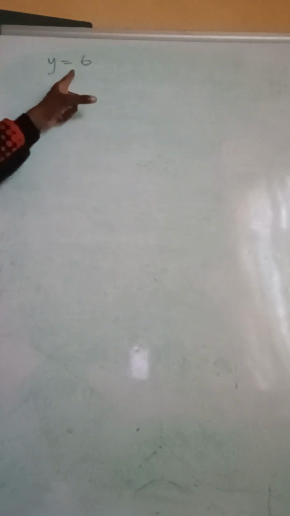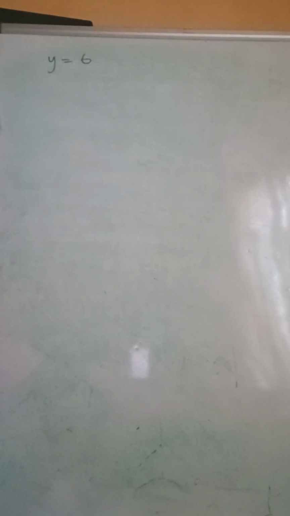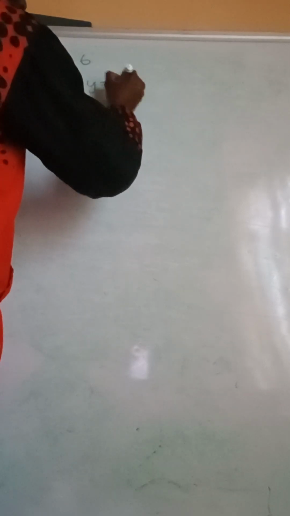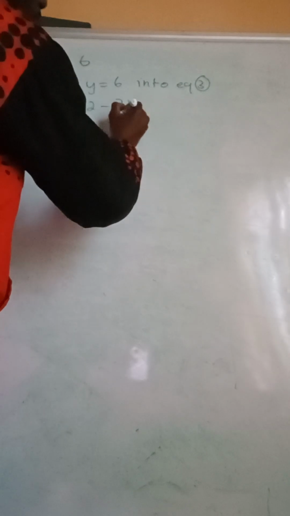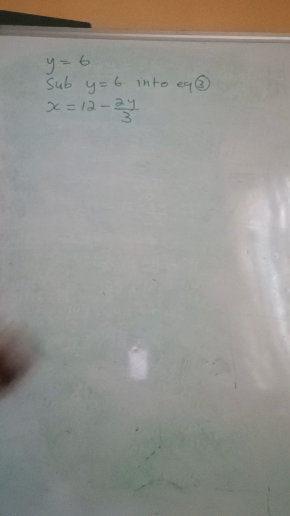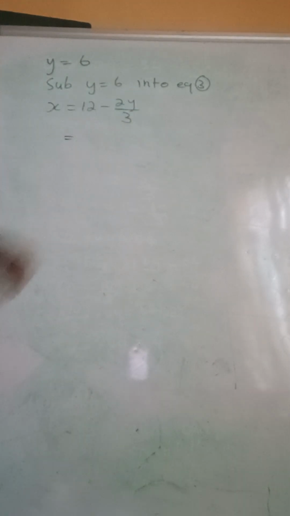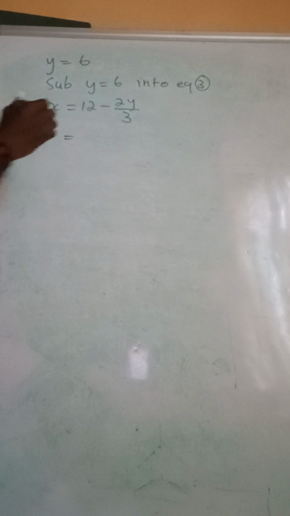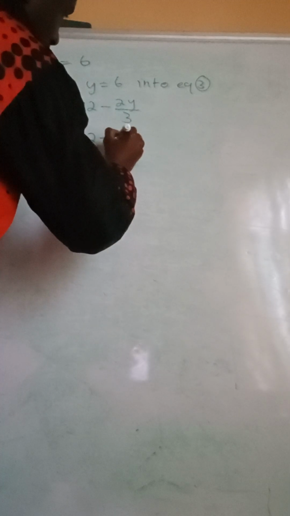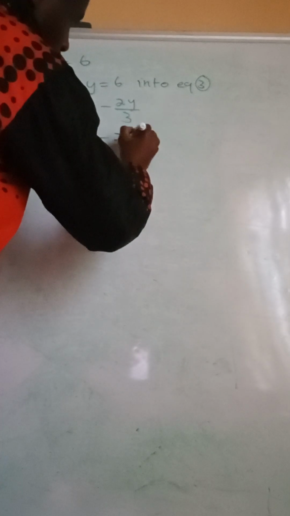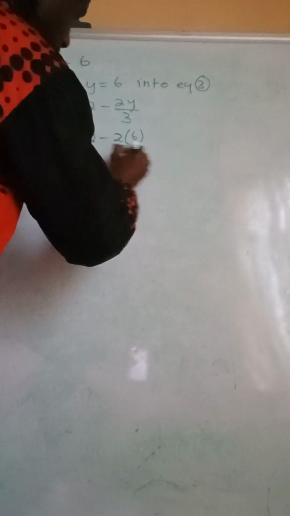Because we have found our y being equal to 6, we have to find the value of x. Now I'm going to substitute y equals 6 into equation 3. Now, what is my equation 3? It was x is equal to 12 minus 2y all over 3. It simply means wherever I see y, I put 6. So I have 12 minus 2 into 6 all over 3.